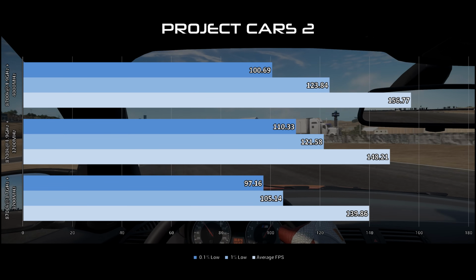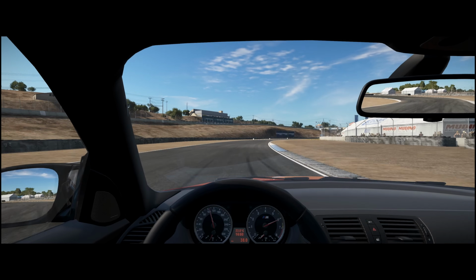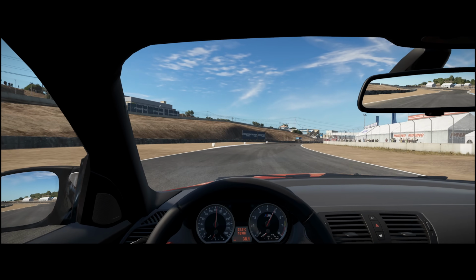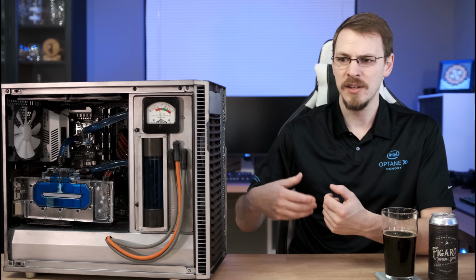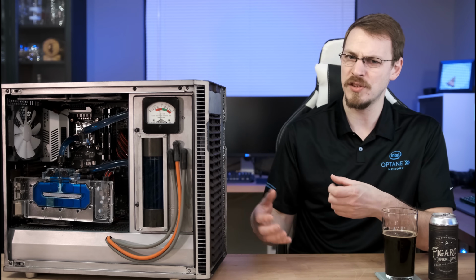However, again, kind of like CSGO, your low frame times can be a little bit inconsistent depending on what you're doing in the game, and there's no pre-scripted things that you can run to get a solid benchmark. So if you go off the road or your CPU has to work a little bit harder, your frame times can drop off a little bit.